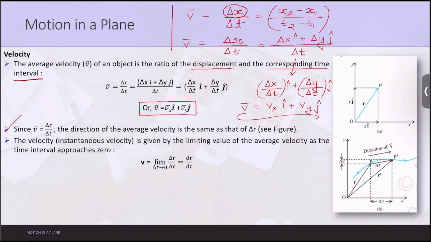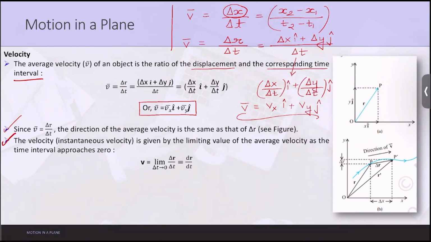We also found the same result for the motion in a straight line, in which we found the direction of the average velocity was in the same direction as that of your displacement. Therefore, here also, what is the direction of delta R? The delta R is in this direction. Therefore, you can see that the direction of V bar is also in the same direction. Okay, so that has also been explained.